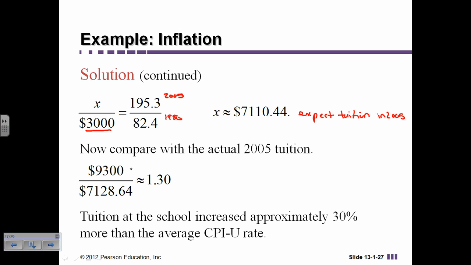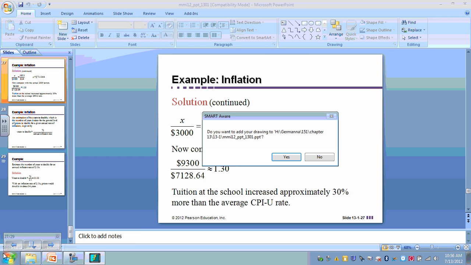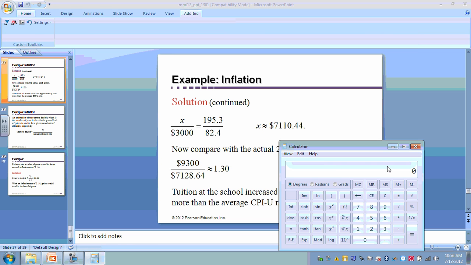Okay, so let me get my calculator really quick and check this number and make sure something is right here. I just noticed there's a typo here, so let's see what we got here. Okay, so we have $3,000 times 195.3 divided by 82.4, and we end up with 7,110.